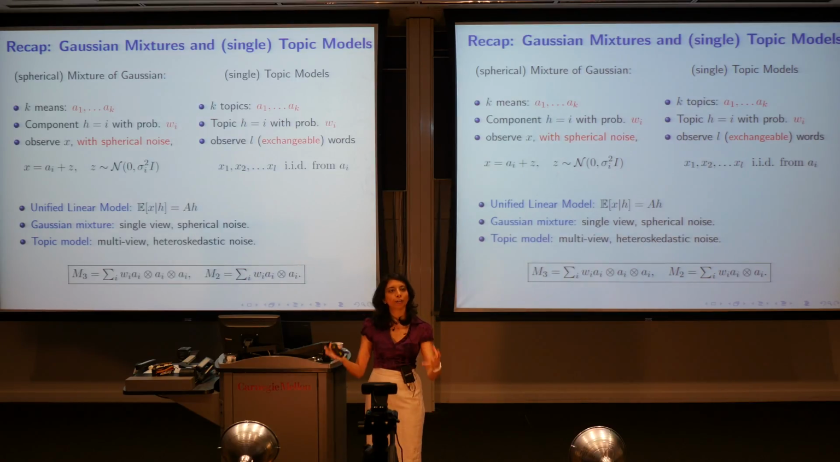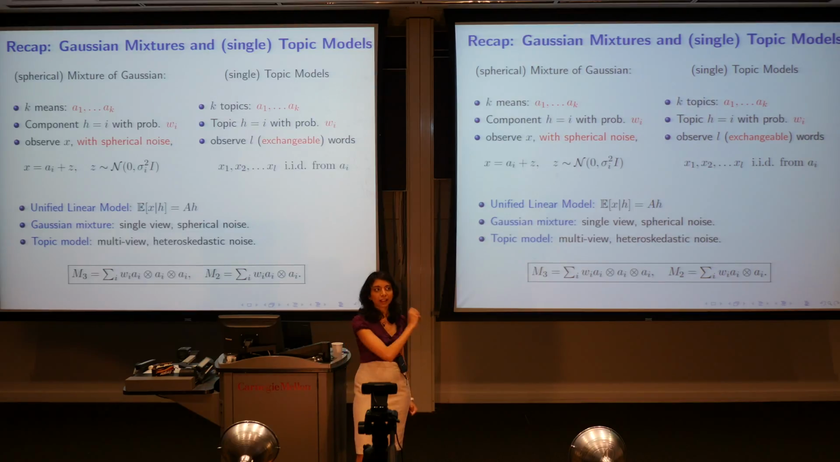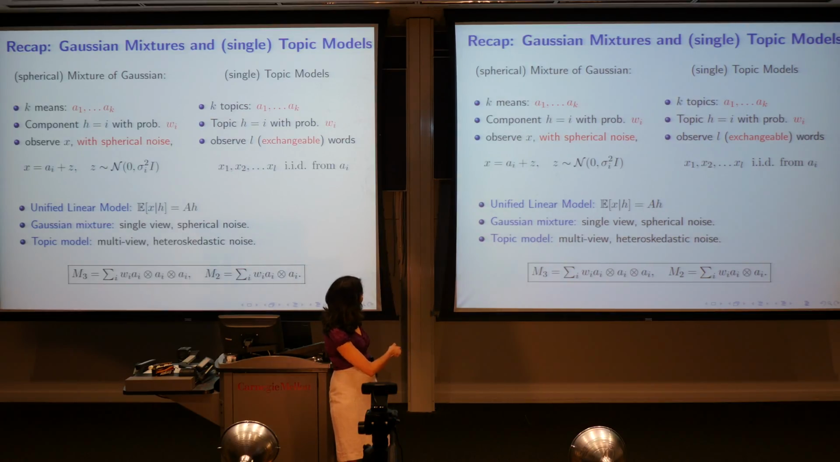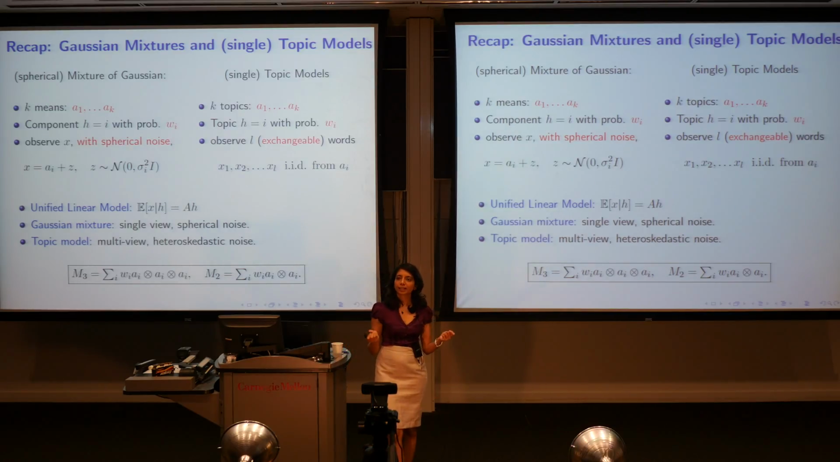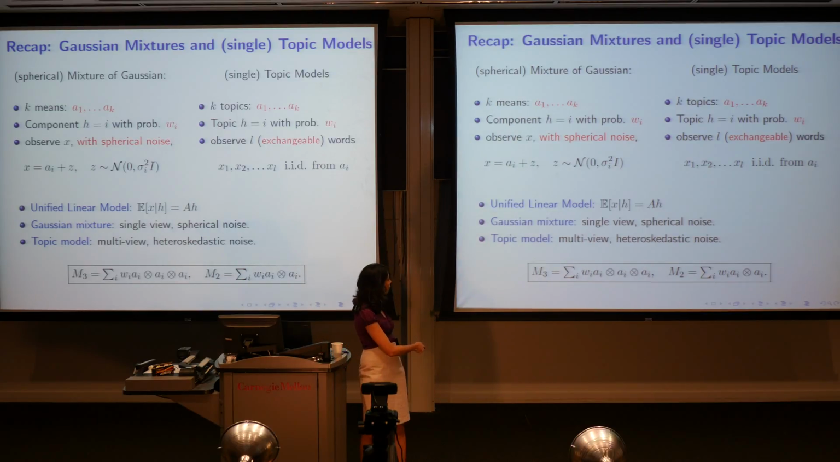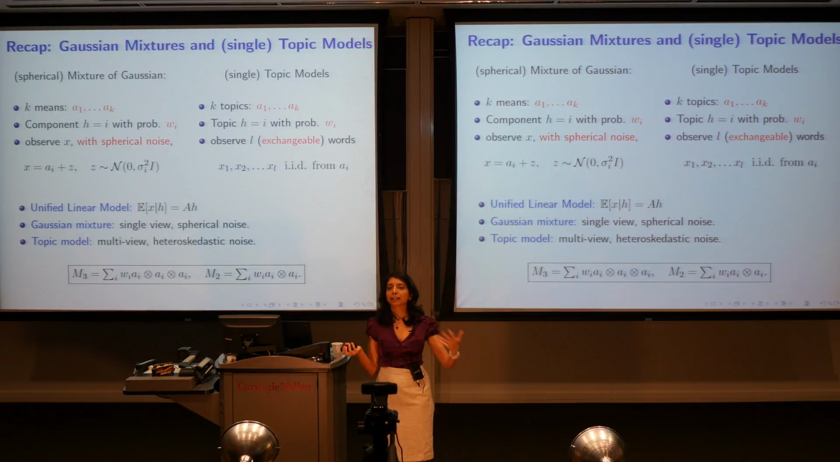And we'll see a whole range of other models that also satisfy this linear viewpoint. There are ways to extend it to kernels, but I won't talk about it here, though there are works of mine and others which do that. So this is the unified linear model viewpoint. And what we said was, for both these models, we can obtain second order and third order moments which have a similar form.